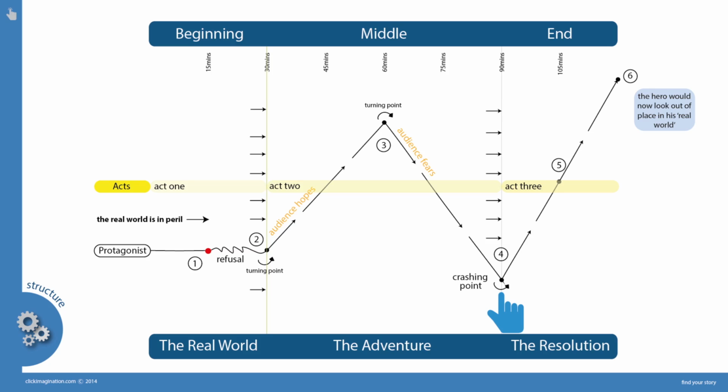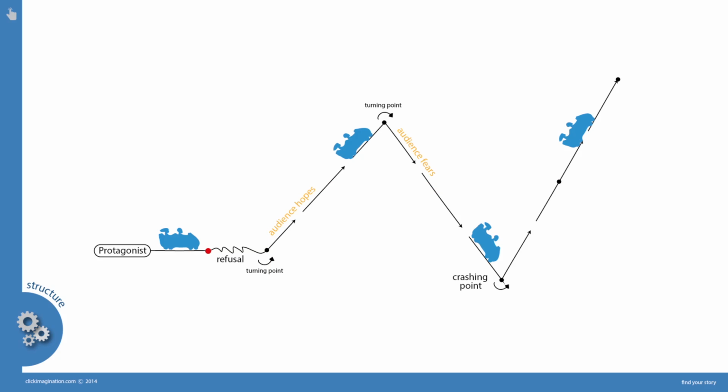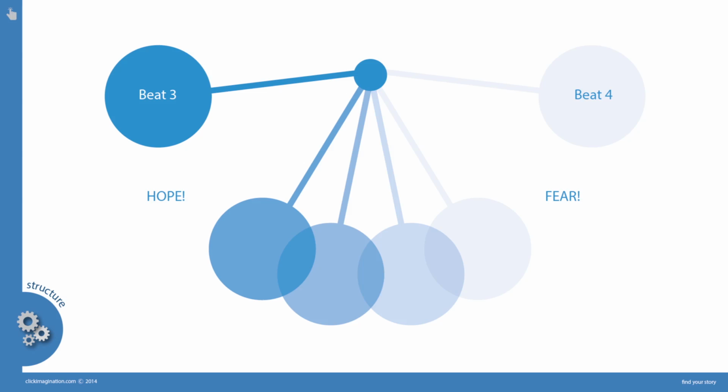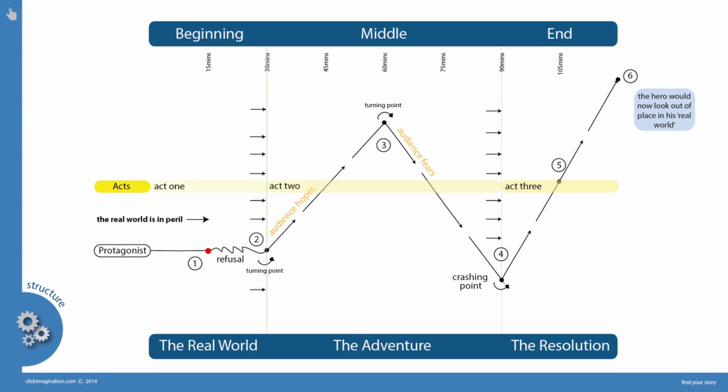Beats 3 and 4 are crucial to Act 2. They represent the highs and lows and create the roller coaster ride for the audience. The audience really needs to emotionally feel these beats. Think of Act 2 as a pendulum that's constantly swinging the audience between hope and fear. It's not just in the key beats, but in the plot that sits between them. This shouldn't be generated artificially by plot devices, but rather the driving force of the antagonist and the protagonist themselves.